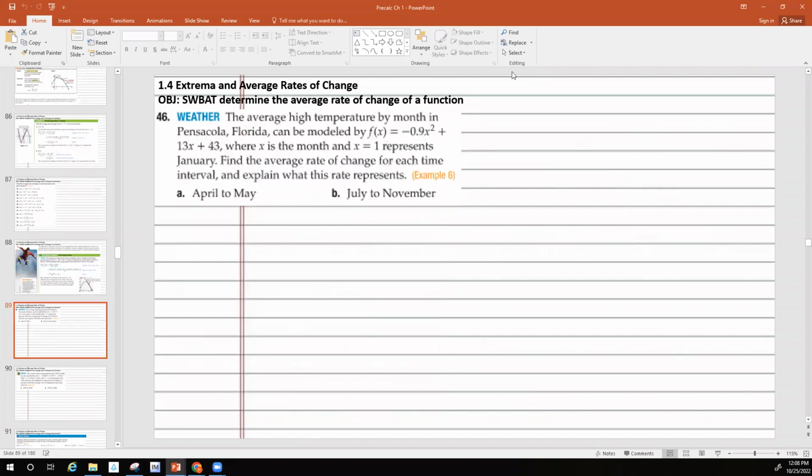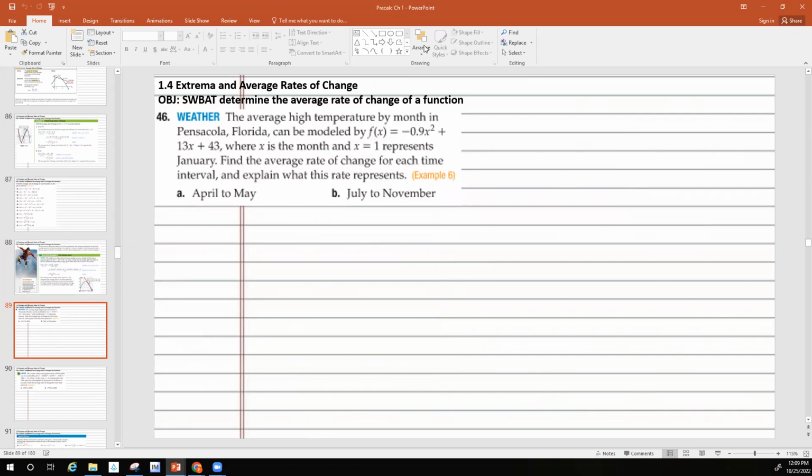Let's do this one. Weather. So the average high temperature by month in Pensacola, Florida. Hey, sounds like Home Alone. I don't know. Pensacola, Florida can be modeled by f of x equals negative 0.9 x squared plus 13x plus 43, where x is the month and x equals 1 represents January. So January is 1, basically. Find the average rate of change for each time interval.